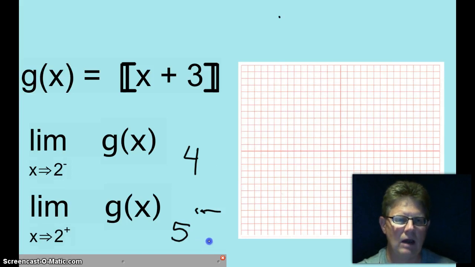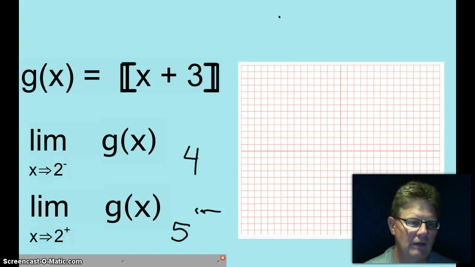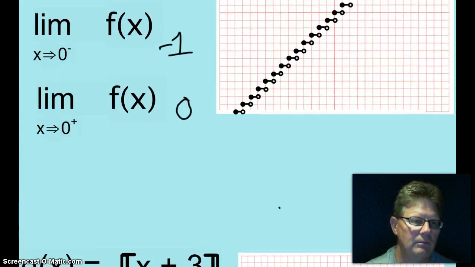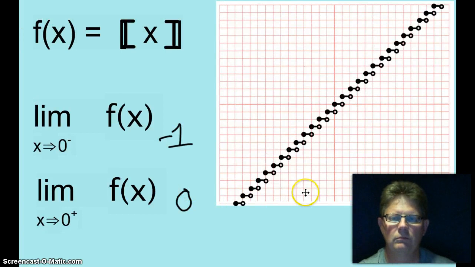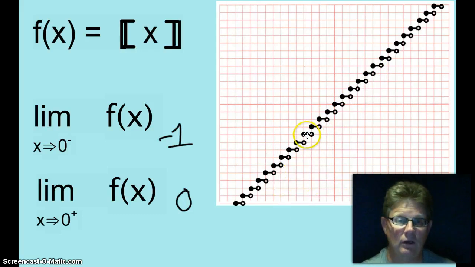Alright, I think we're now ready to talk about continuity. Now let's go back and look at f of x just a little bit, okay? On what intervals is this function continuous? Yeah, there's a bunch of intervals where it's continuous. It is solid. There's no breaks in it. But there's a bunch of intervals as it goes up the line here.